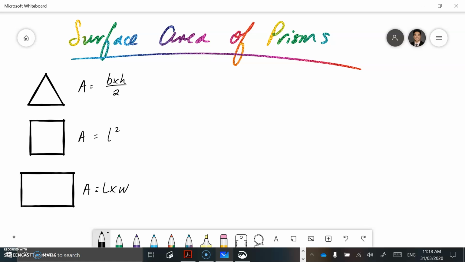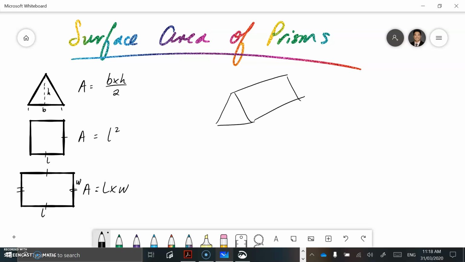All right, so that's L. This is your height. That's your base, and this is your length, and this is your width there. But in prisms, obviously we've got these cases here.